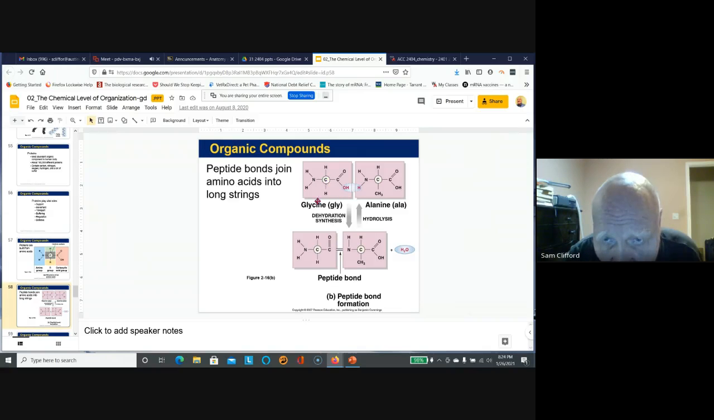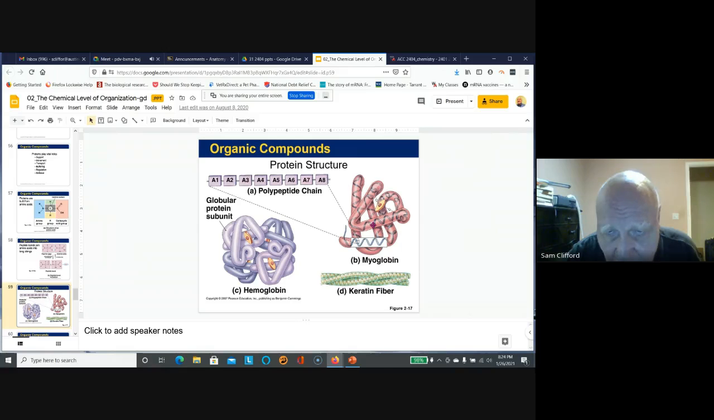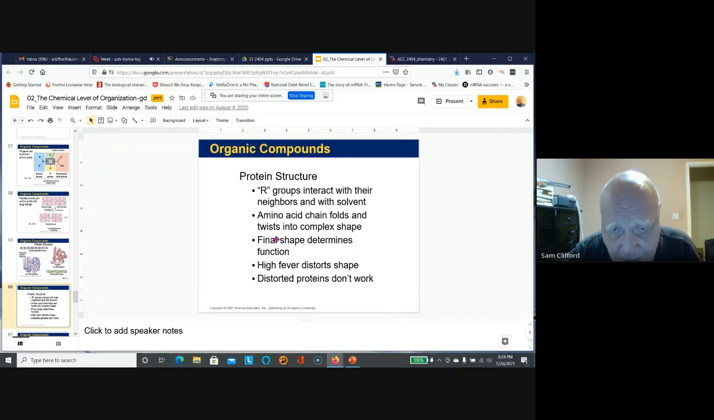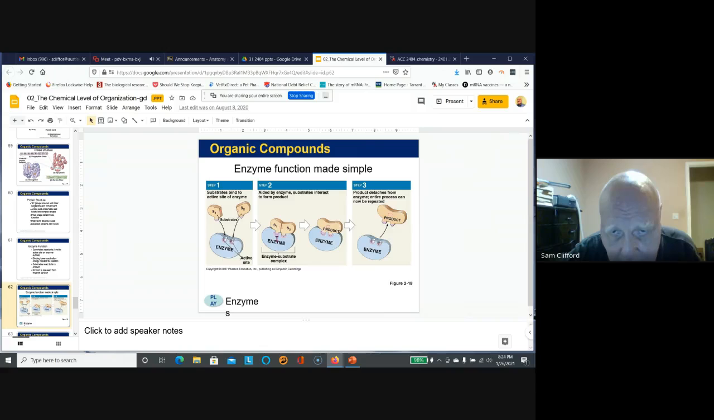Here's two examples of amino acids. They end in -ine. Here's another example of dehydration synthesis. You take out water and put, this is a peptide bond between this carbon right here and this nitrogen. Proteins are made of chains of amino acids. They have different shapes. Their shape determines their activity. Read through this.